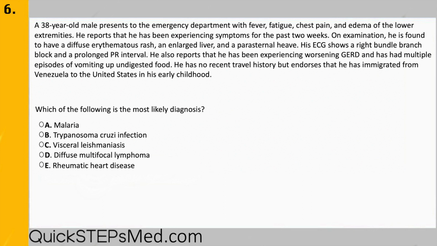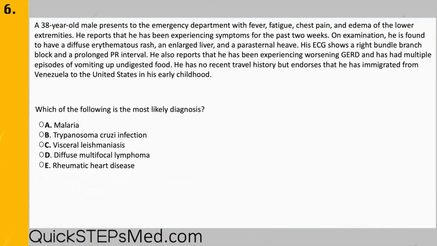He has no recent travel history, but endorses that he immigrated from Venezuela to the United States in his early childhood. Which of the following is the most likely diagnosis? A. Malaria, B. Trypanosoma cruzi infection, C. Visceral leishmaniasis, D. Diffuse multifocal lymphoma, or E. Rheumatic heart disease.